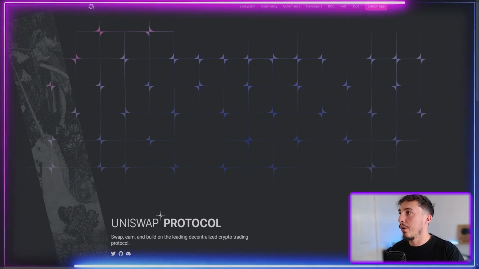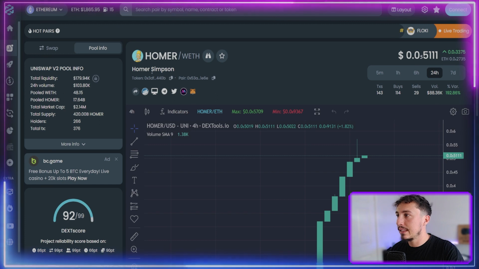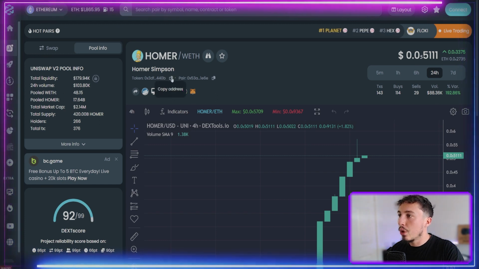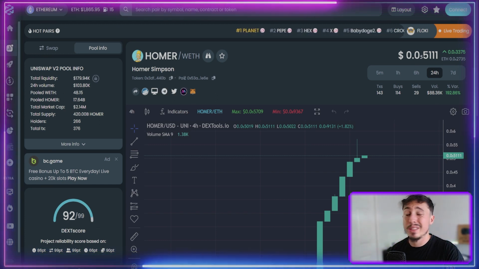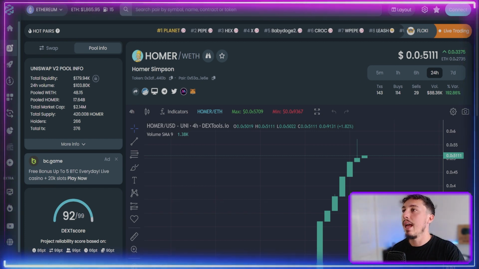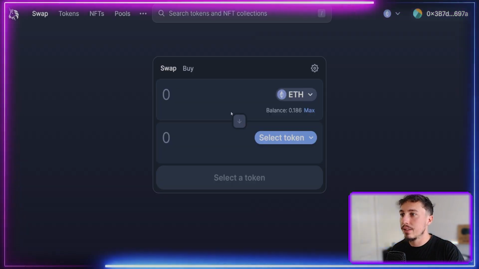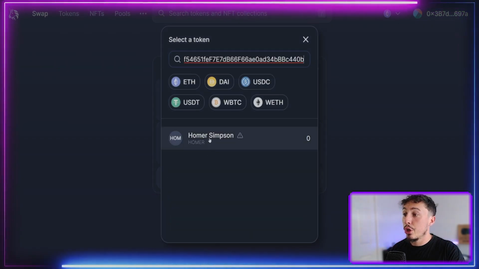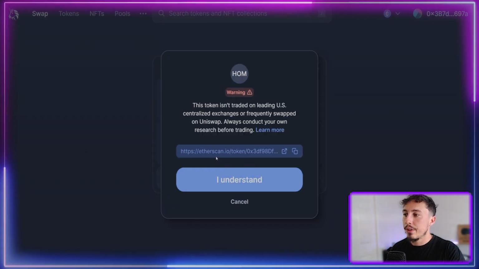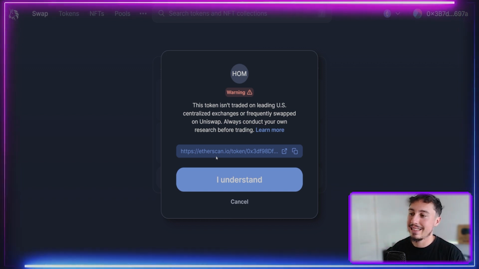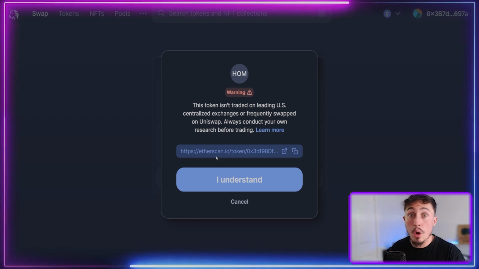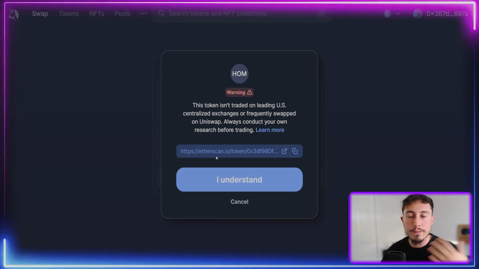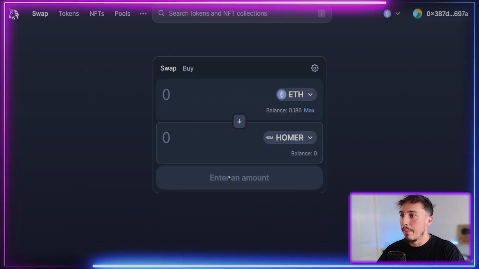So flipping back to the Homer coin, we can see the token address is listed right under here. What you do is you copy that address, make sure you've copied it in, make sure it's only that address and the correct address. And when I go over here to Uniswap, back into the swapping platform, if I select a token, paste that in, it's going to show the Homer Simpson coin. So this is a custom asset. It's something that is not effectively on centralized exchanges, therefore it's not like fully verified, safe, audited and all that, but it will give you a warning.